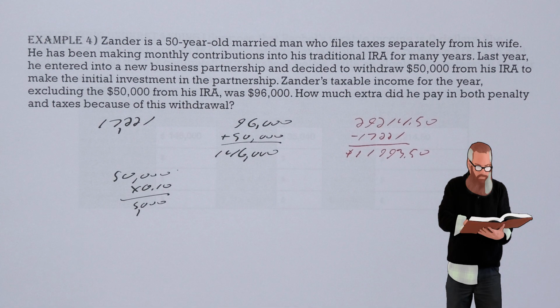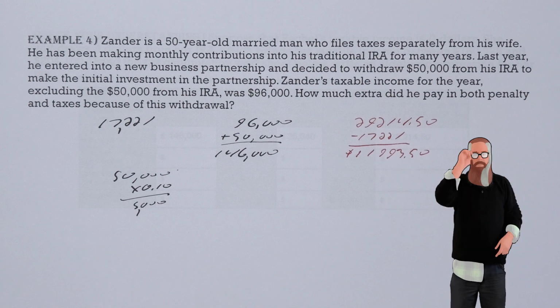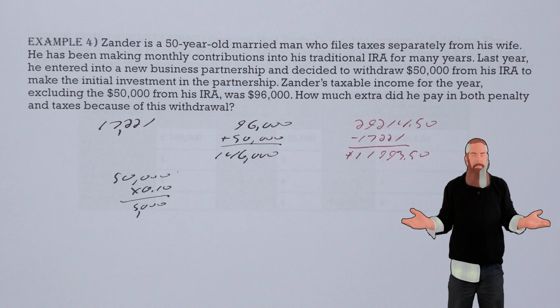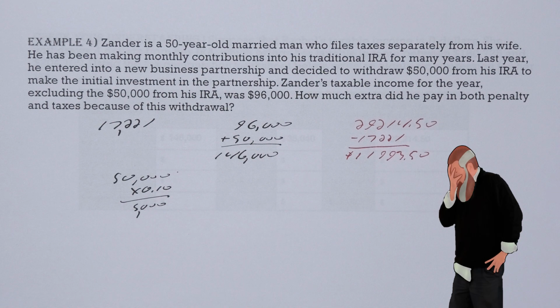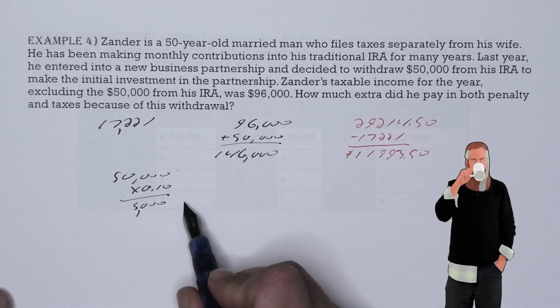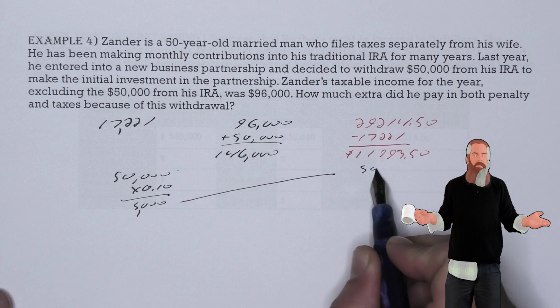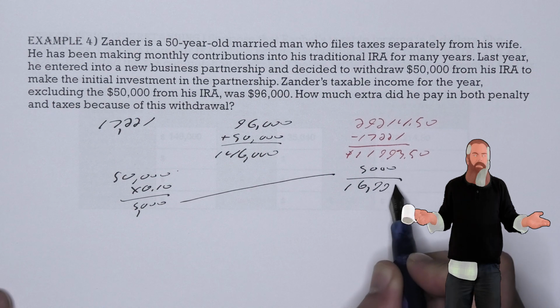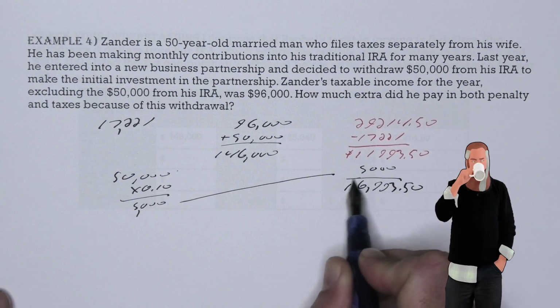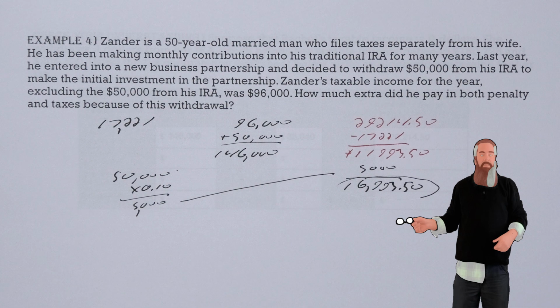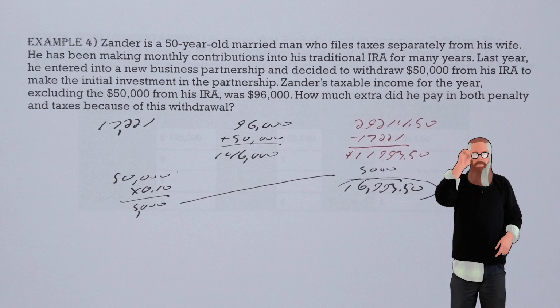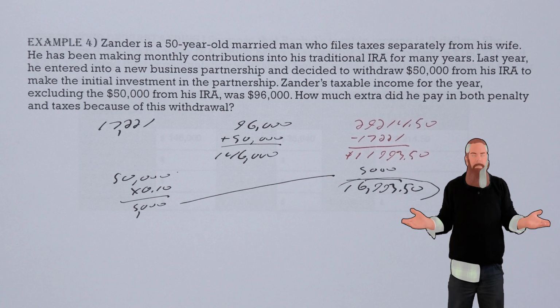Because Zander made a withdrawal before age 59 and a half, he must also pay a penalty of 10% for the withdrawal of the income. 10% times 50,000 is 5,000. $11,993.50 plus that $5,000 means he will be paying $16,993.50. So Zander had to pay $16,993.50 extra in combined taxes and penalties due to his $50,000 withdrawal.